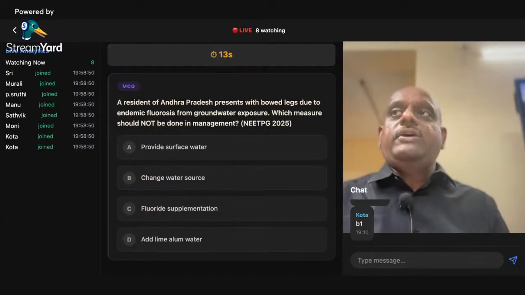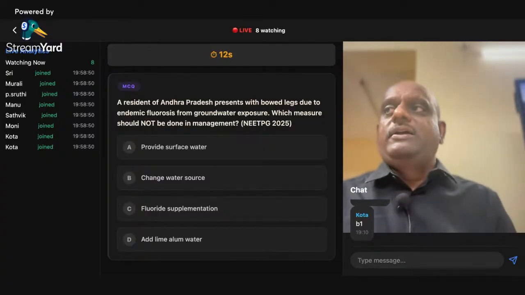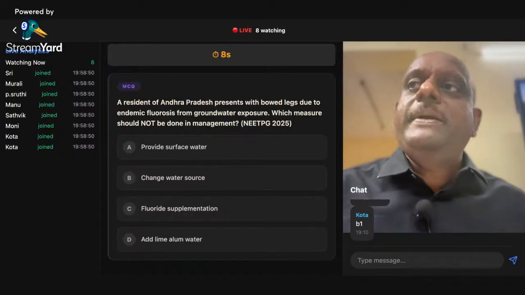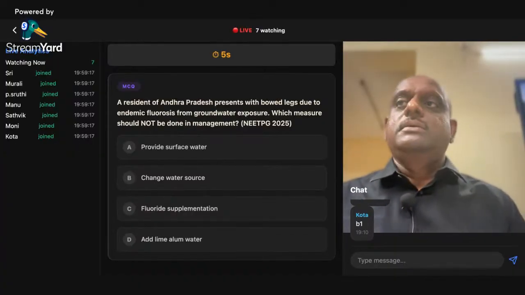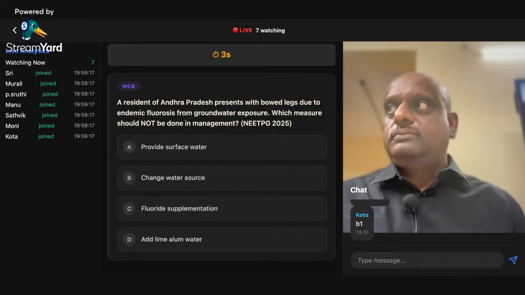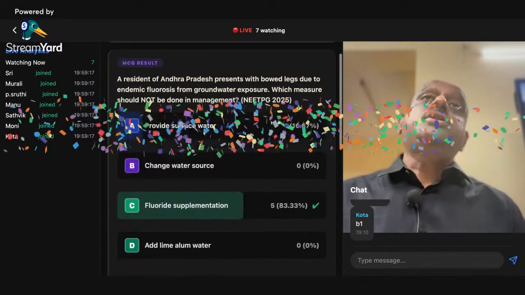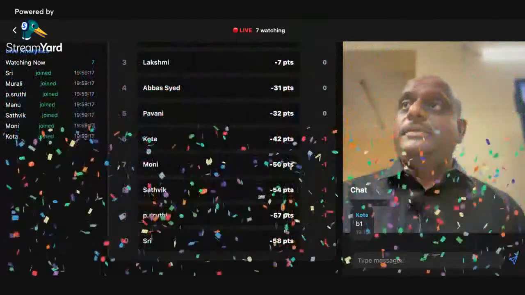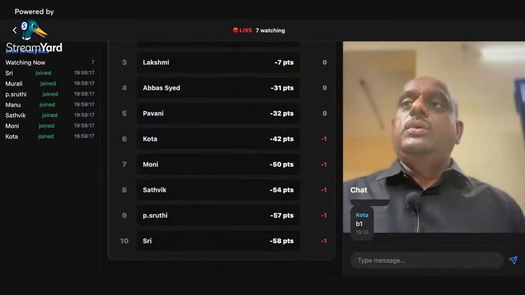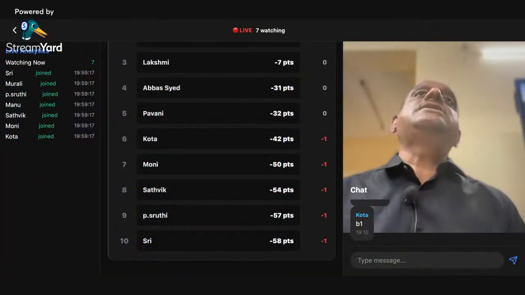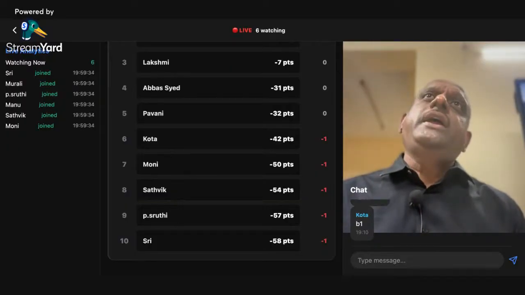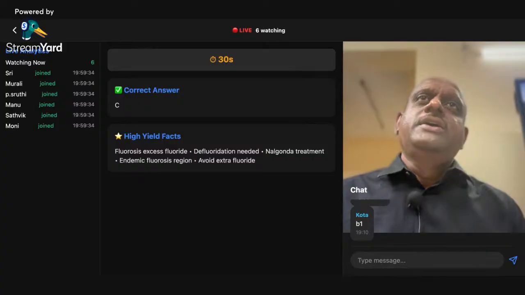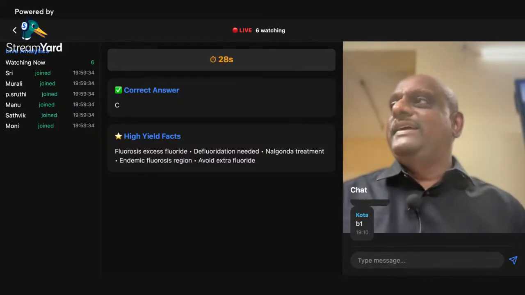Now, a resident of AP with bowed legs, fluorosis from groundwater, which measure should not be done in the management? What will you do? So, fluorosis is a very big area, doctor. So, it is the fluoride supplementation, don't do. Like giving diuretics to a DKA patient and fluids to the CHF patient. Simple question.